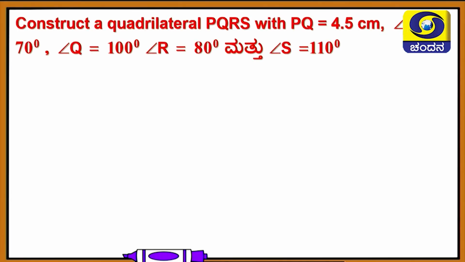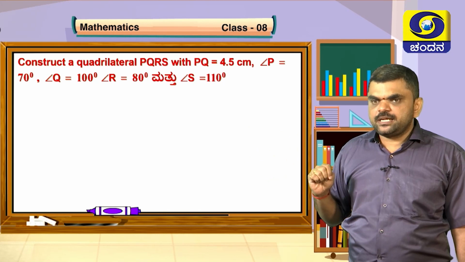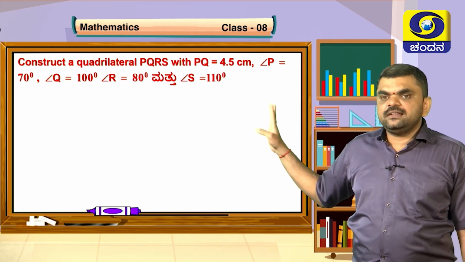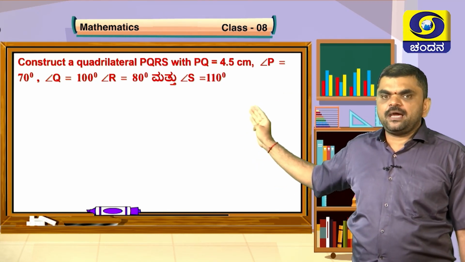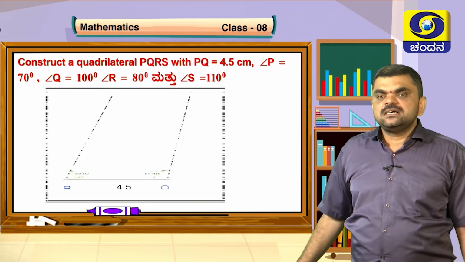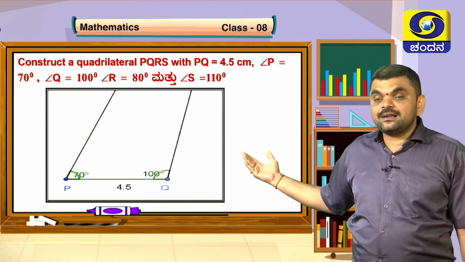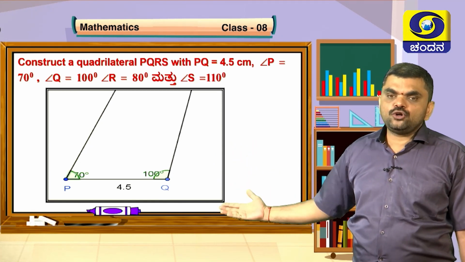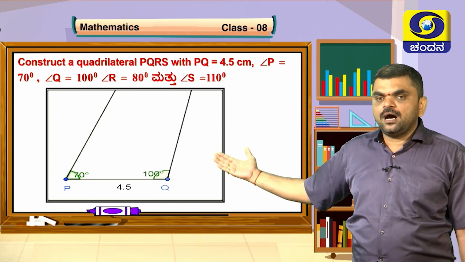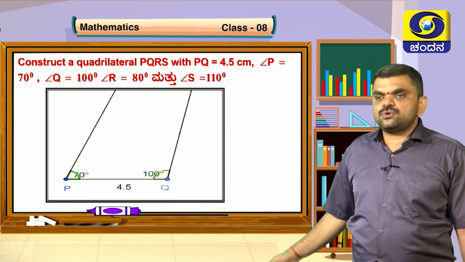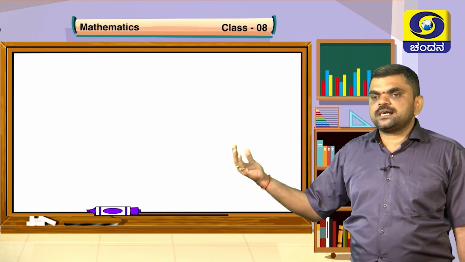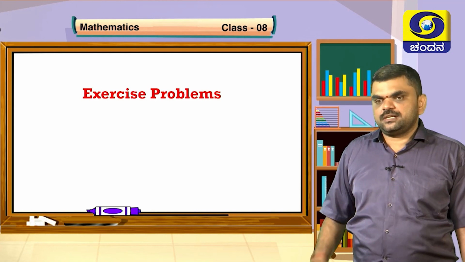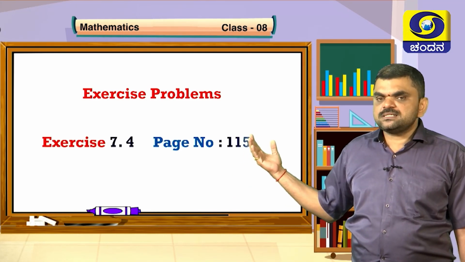Construct a quadrilateral PQRS with PQ as 4.5 centimeter, that is the base they have given, and they have given 4 angles, that is angle P, angle Q, angle R and angle S. Now it is the quadrilateral. When we try to construct, it becomes like this. We do not know the points R and S, so it is not possible for us to construct the quadrilateral PQRS here, children.